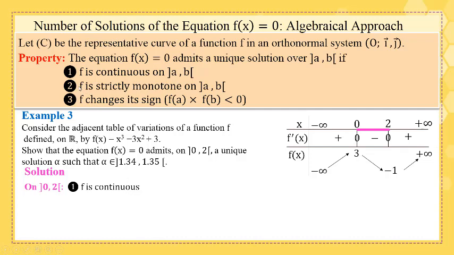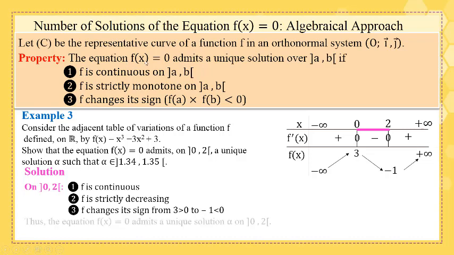Second condition. Do you remember what is meant by strictly monotone? Correct. Strictly monotone means strictly decreasing or strictly increasing. On [0, 2], f is strictly decreasing. Third condition. On [0, 2], f changes its sign from a positive number to a negative number. The three conditions are satisfied. Thus, the equation f of x equals 0 admits a unique solution alpha on [0, 2].